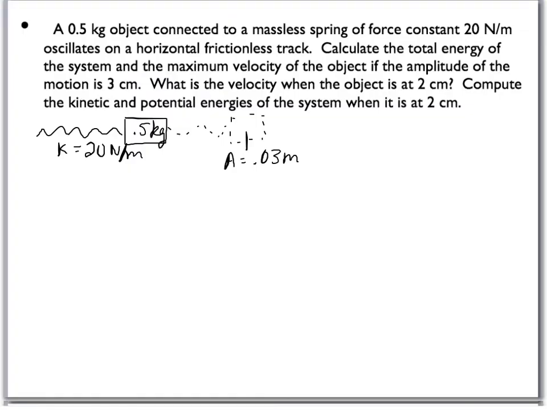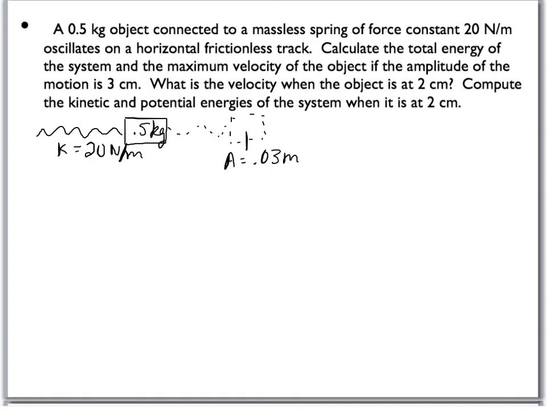Now let's try our hand at actually using some of these equations. Here we have a half-kilogram object that's connected to a massless spring with a force constant of 20 newtons per meter. It's going to oscillate on this horizontal frictionless track. We want to calculate a few things. To start, we want to calculate the total energy of the system and its maximum velocity if it has an amplitude of 3 centimeters in its motion.